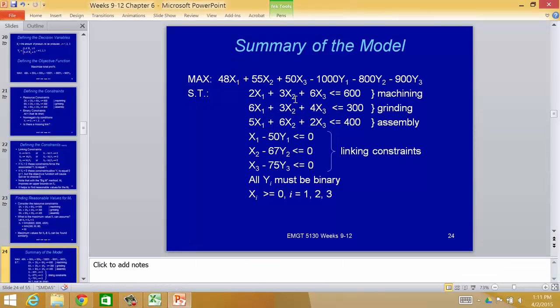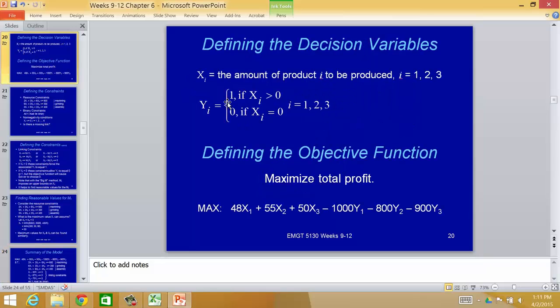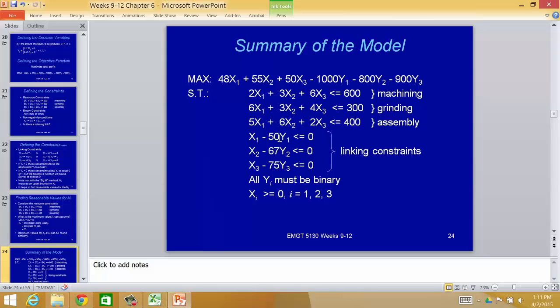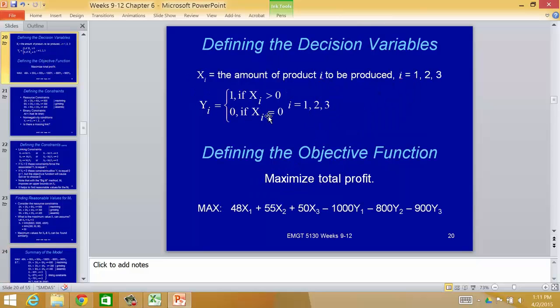Then the second group of constraints we look at are the linking constraints that represent the relationship between the x's and y's. They represent this relationship here. Last time we talked about that when xi is greater than 0, y has to be equal to 1. And this relationship is enforced by these constraints. These constraints do not really enforce the second part, which is when xi equals 0, y needs to be 0.